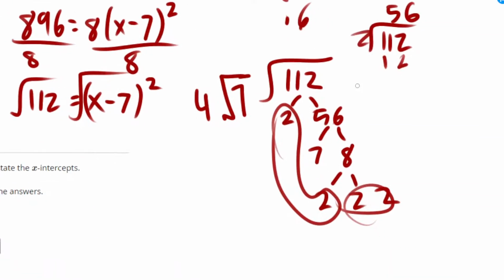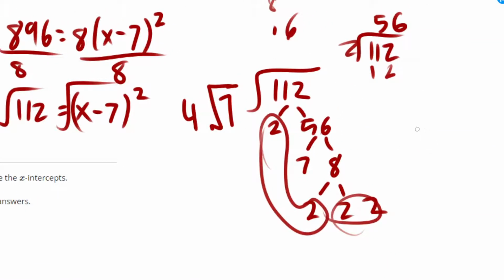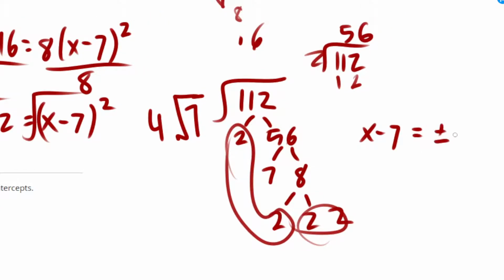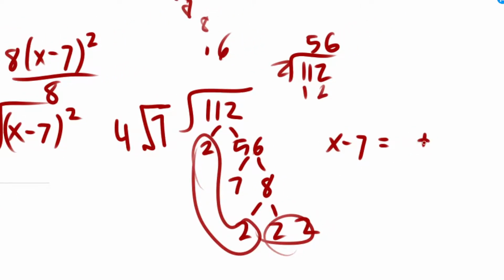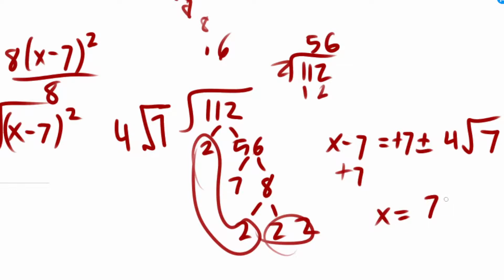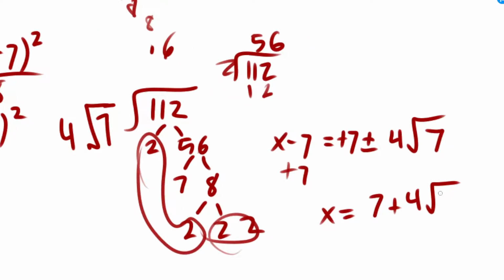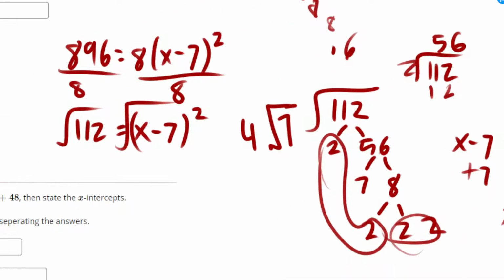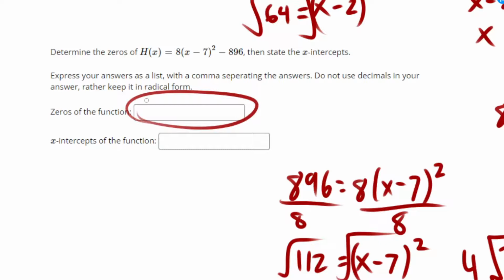So now we have x minus 7 is equal to plus or minus 4 times the square root of 7. We can add 7 to both sides. And that will give you x is equal to 7 plus 4 square root of 7, and x is equal to 7 minus 4 square root of 7. And those would be your zeros.